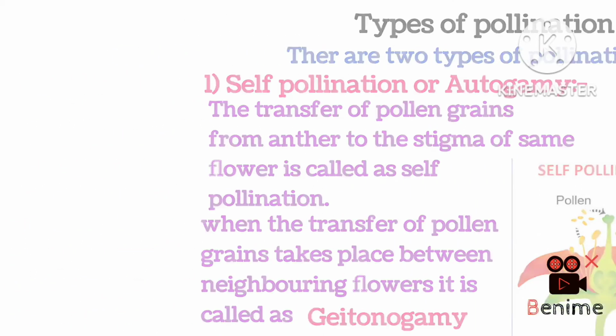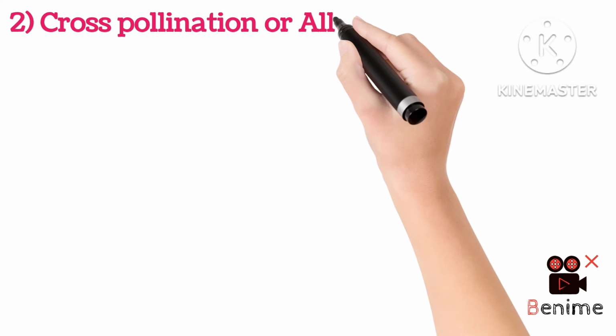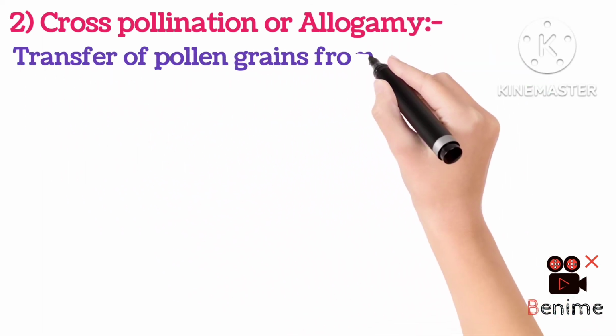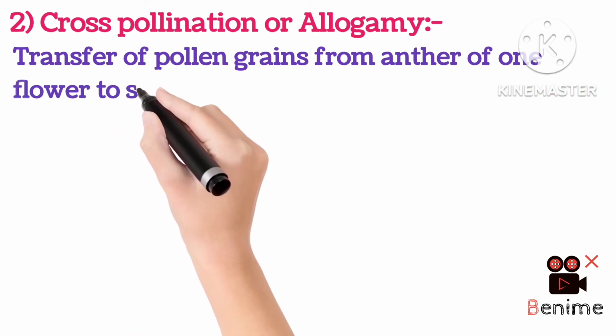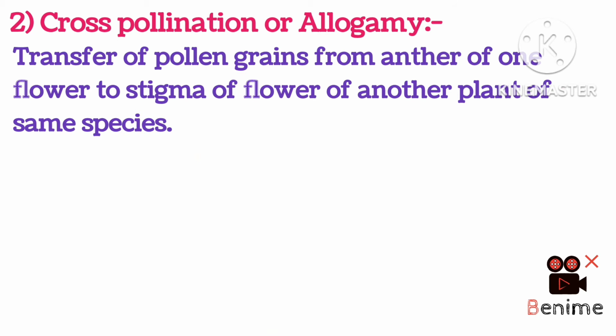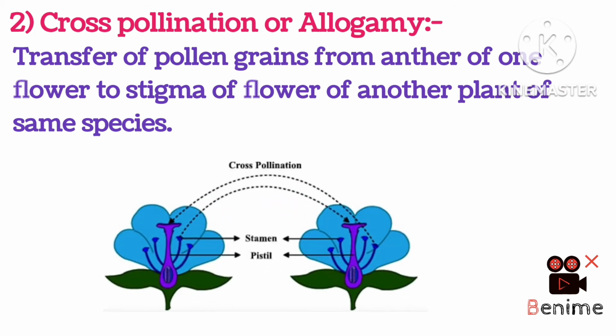Second is cross-pollination or allogamy. The transfer of pollen grains from anther of one flower to the stigma of flower of another plant of same species is known as cross-pollination. Here the transfer of pollen grains from anther to stigma takes place between different flowers.